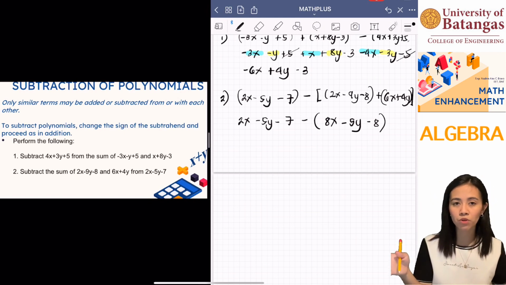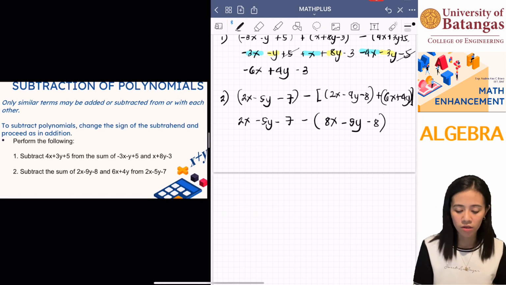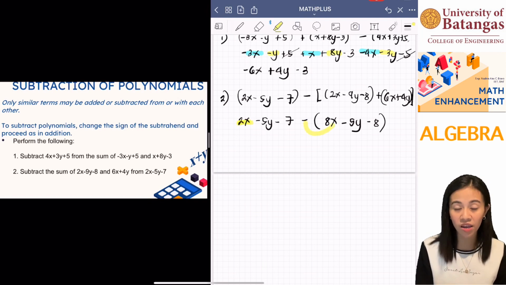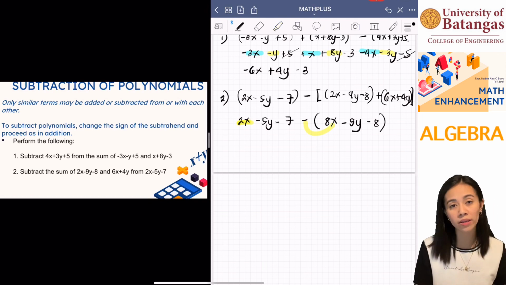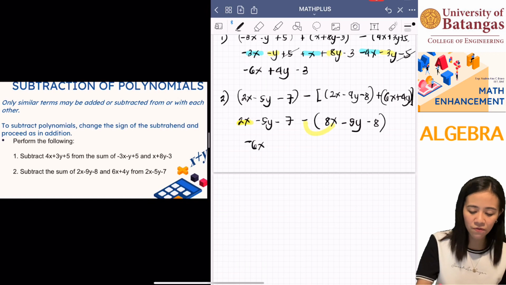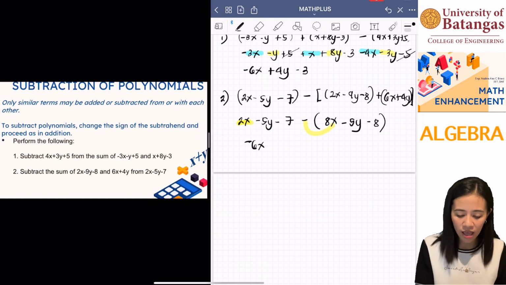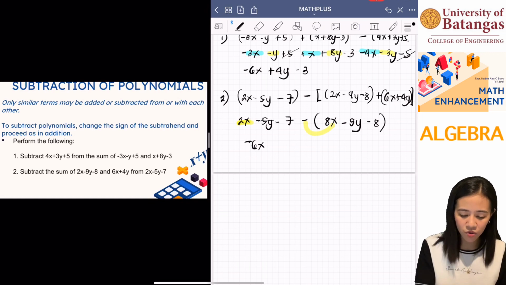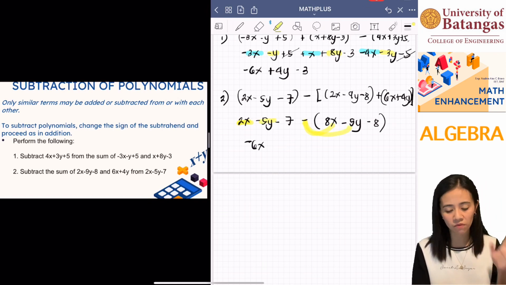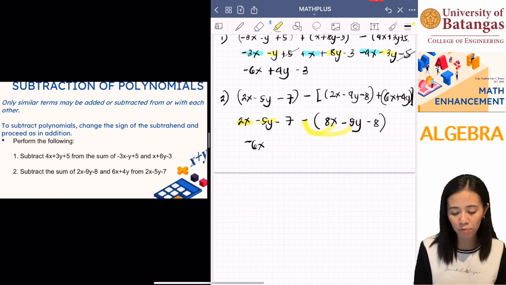And then afterwards, do not forget to change the sign, ano? So, pwede nyo i-distribute or kung gusto nyo, pwedeng diretso na. Okay? So, you have 2x here, and then you have negative 8x. So, that would be 2 minus 8. You get negative 6x. And then, you have negative 5y minus negative, so that would be negative, positive, ano? So, you have negative 5y plus positive 5y, which means magka-cancel out lang to.